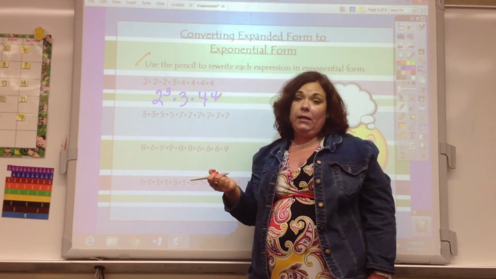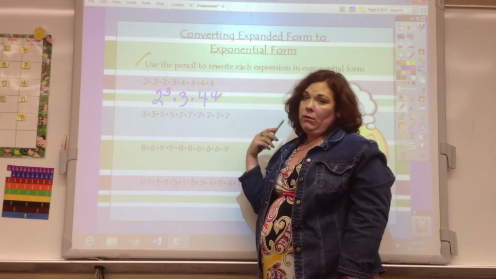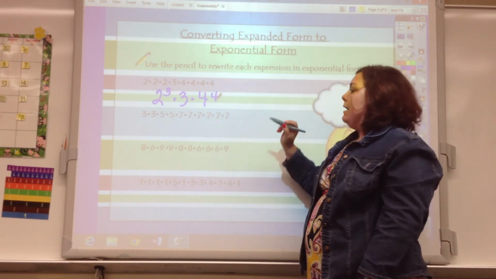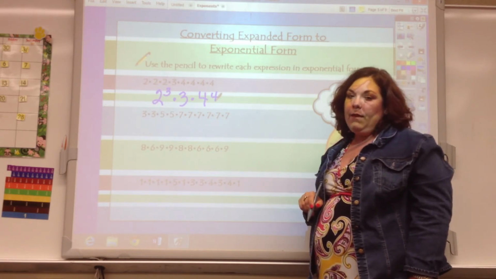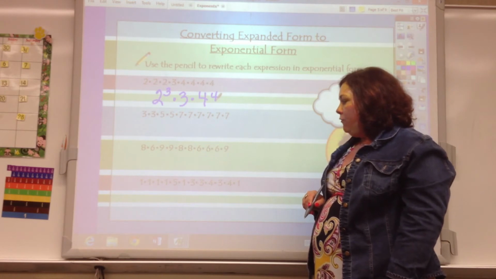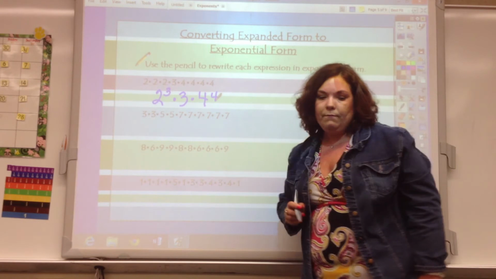It's just a shorthand. It's just a short way. It's a way to shorten numbers. And so now pause and make sure you can write these examples with exponents and what that would look like. And remember, if you just see a number once, then you just leave it by itself.